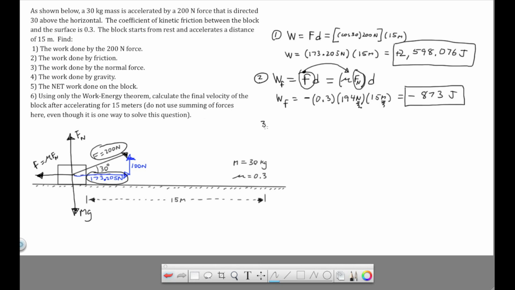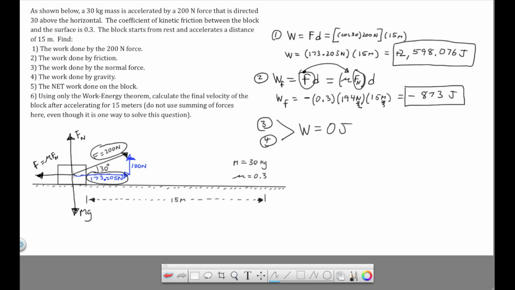Okay, so the third question and the fourth question have the same answer. The answer to the third question and the fourth question is that the work done is 0. And the reason for this is, so for number 3, the work done by the normal force. If you look at the free body diagram, the normal force is perpendicular to the direction of motion. So therefore, it is doing 0 work on the block.